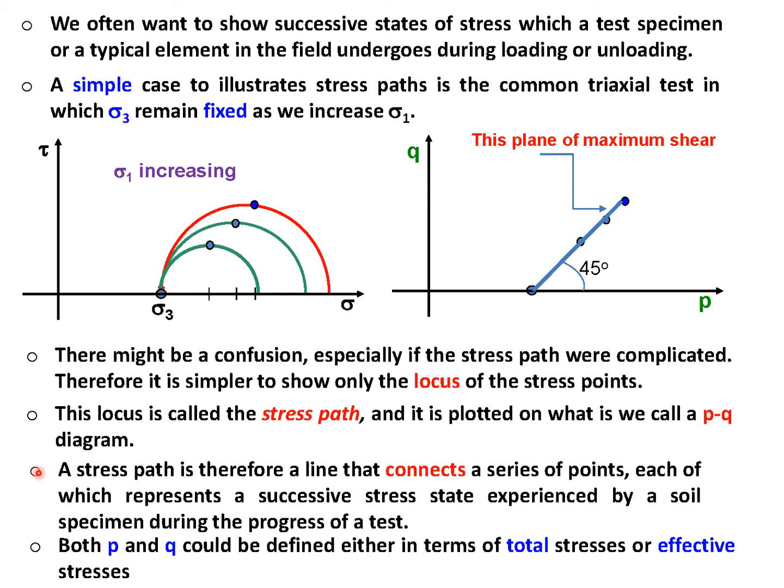So this point is very, very important, and I would like to repeat it. A stress path is therefore a line that connects a series of points, each of which represents a successive stress state experienced by a soil specimen during the progress of a test. Both P and Q could be defined either in terms of total stresses or effective stresses.